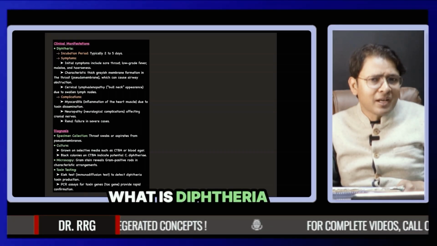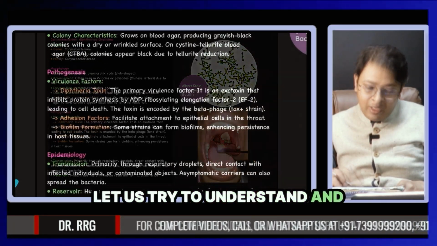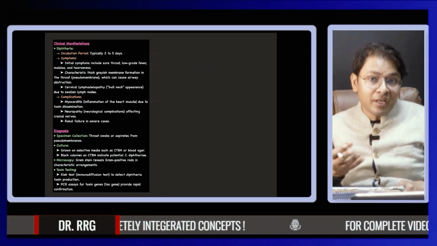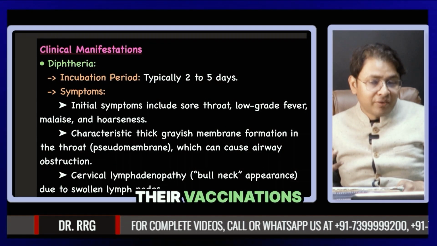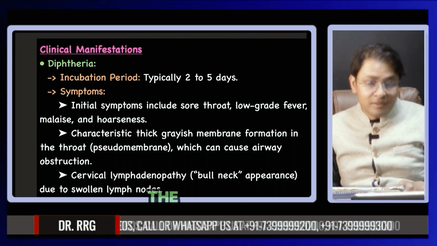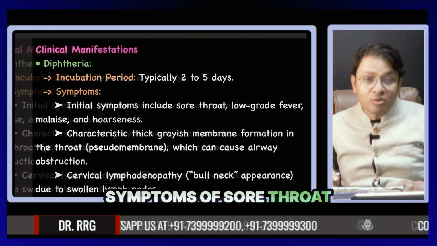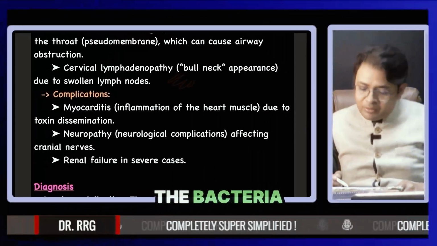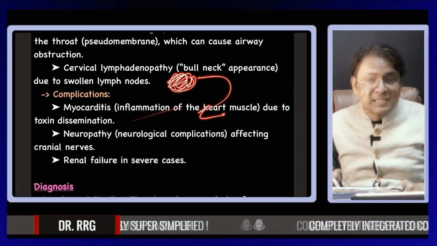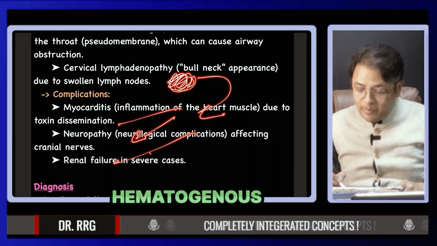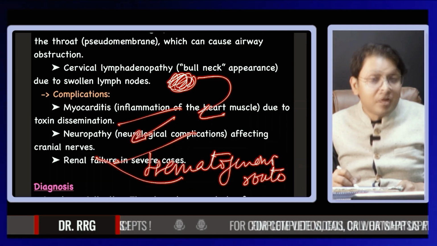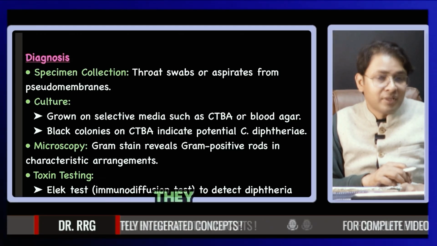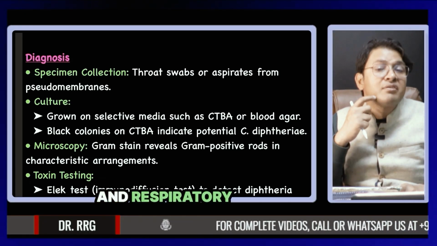What is diphtheria? In fact, let us try to understand how this happened. Currently, we have very few cases of diphtheria, but before vaccinations against this disease, the person had symptoms of sore throat, low-grade fever, malaise and hoarseness of voice. The bacteria can release their toxins that travel through the hematogenous route and affect various organs. Diphtheria has two types of presentation, in fact. They have their sore throat presentation and respiratory involvement.